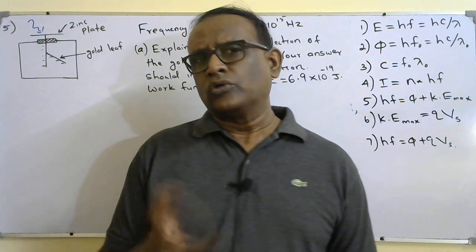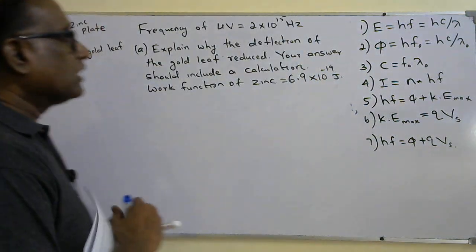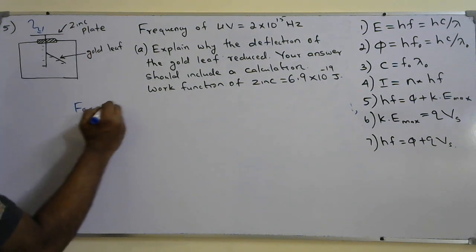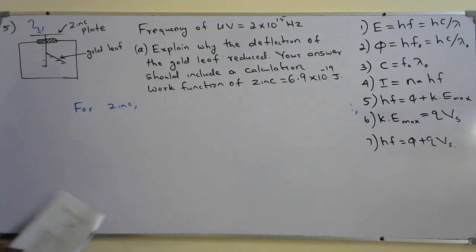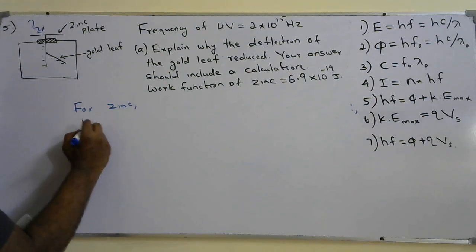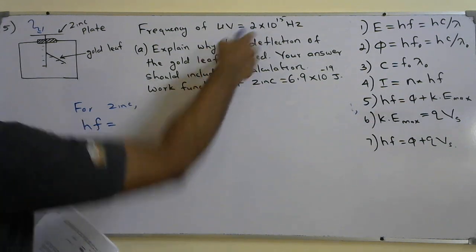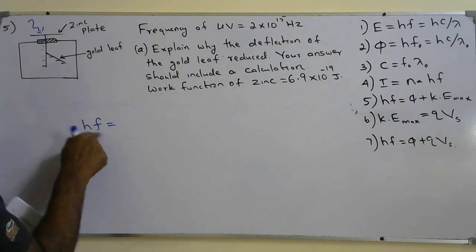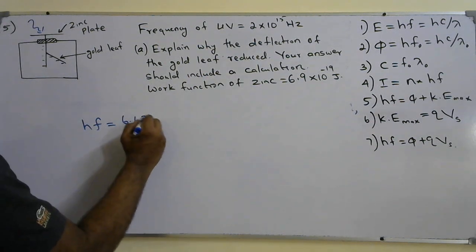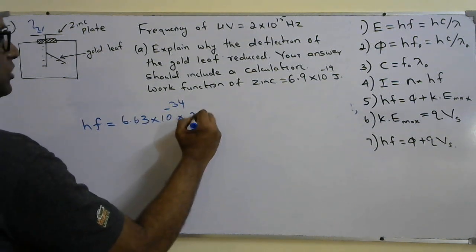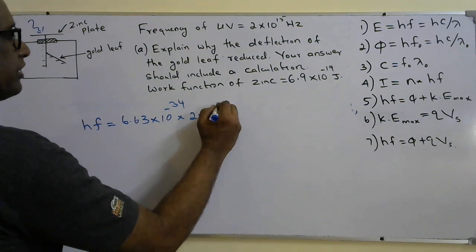So, only four marks, but simply you can get it. We'll do the calculation first. So for the zinc plate, we'll find the energy of the UV radiation, HF, which is equal to 6.63 × 10^-34 times the frequency 2 × 10^15.